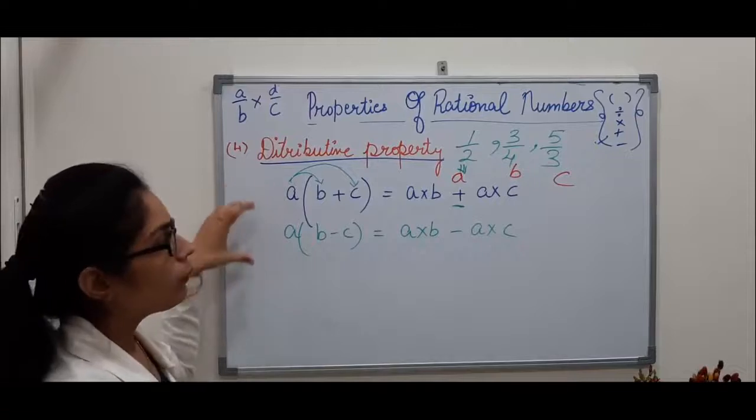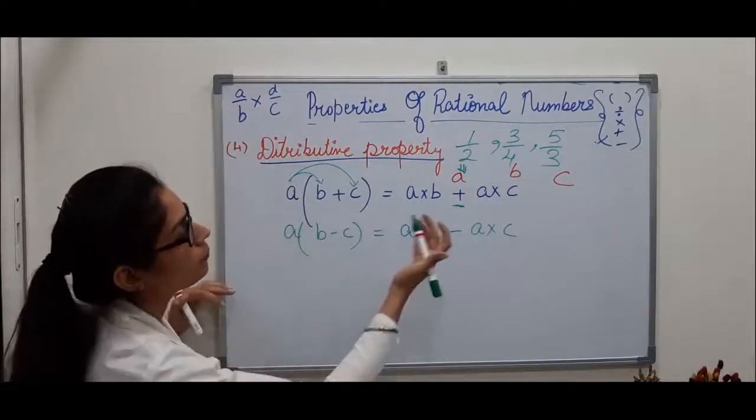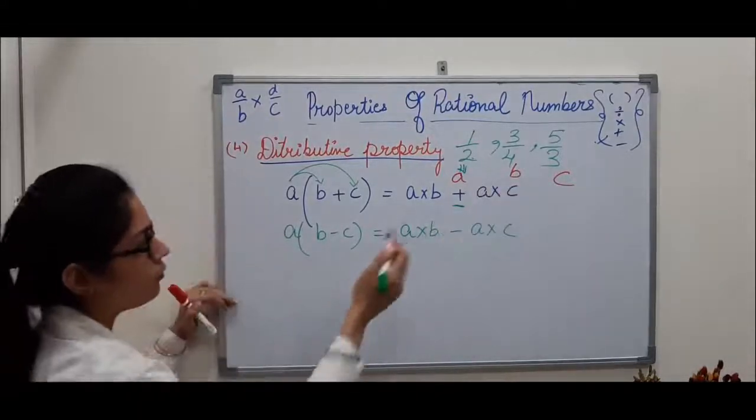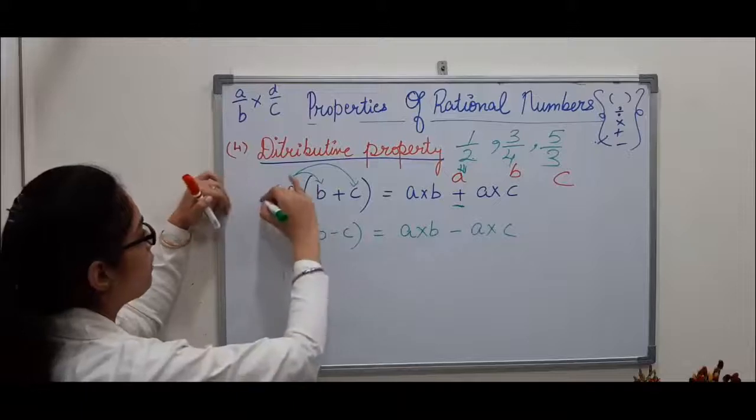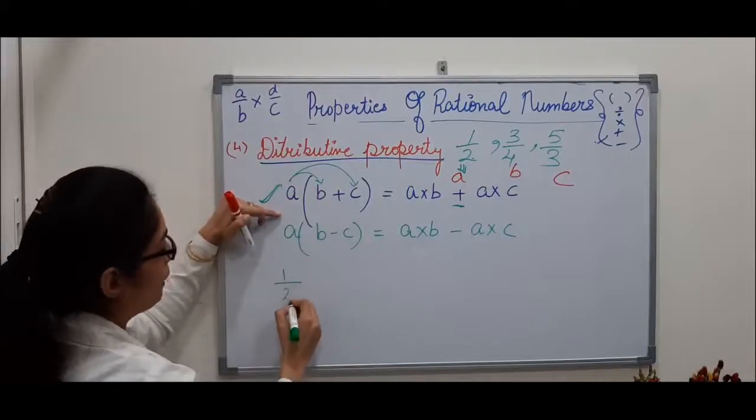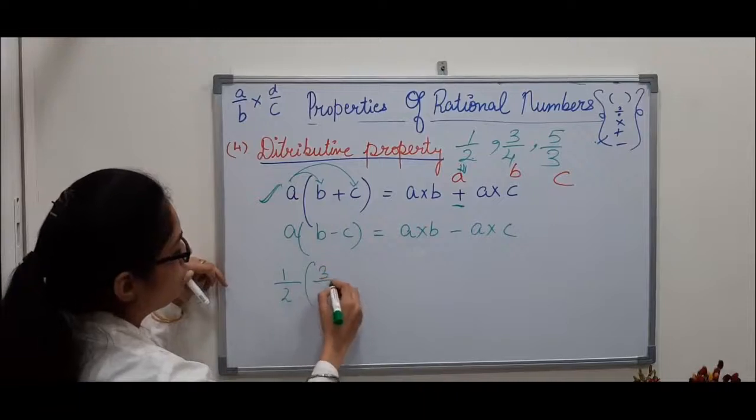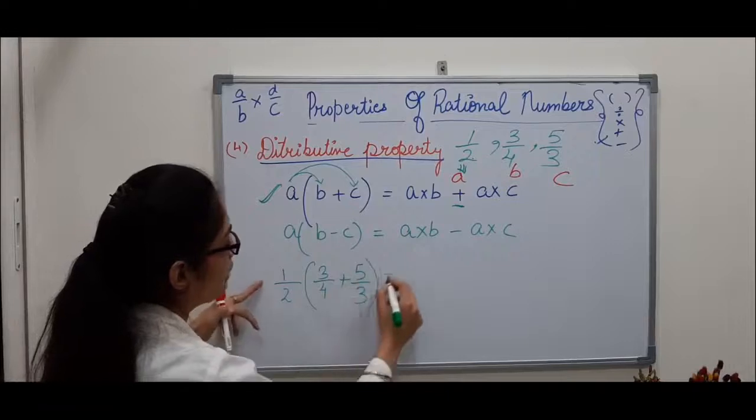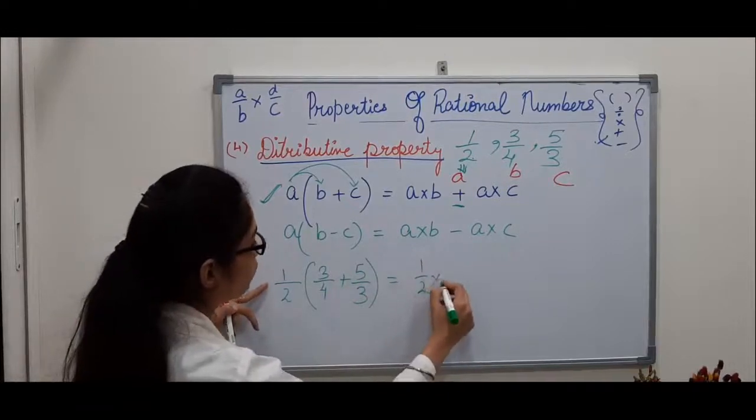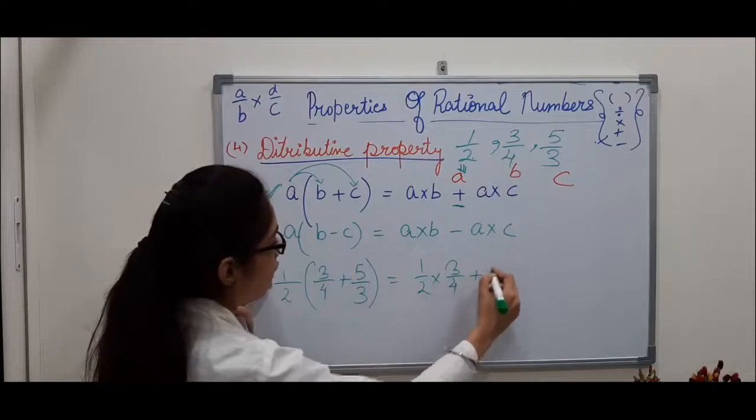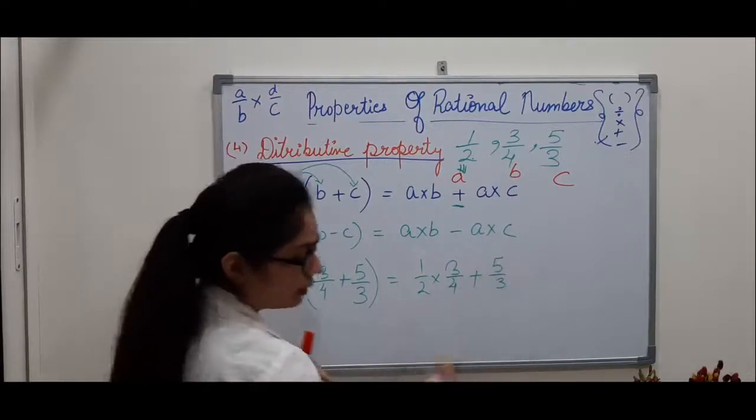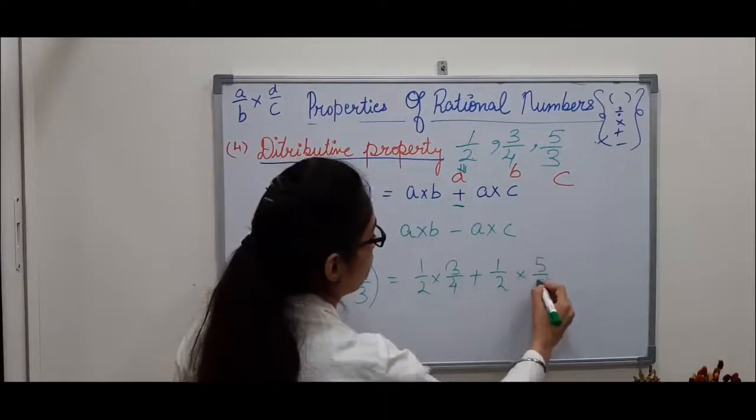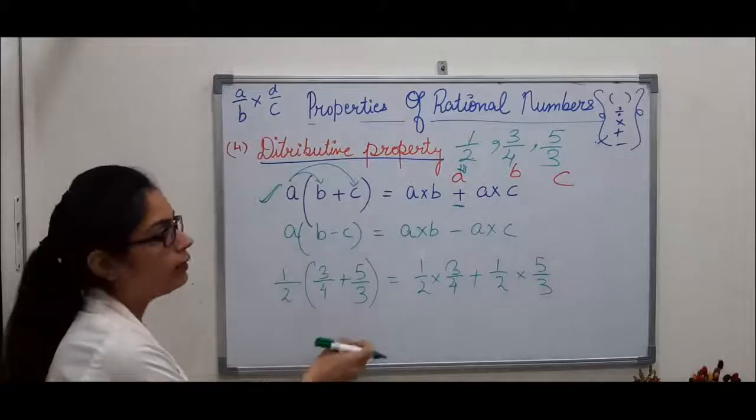So let's try to write the rational numbers in this form. See, I've got three rational numbers. I've written this is A, this is B, this is C. So first I will write A. On this I will apply. A is 1 by 2, B is 3 by 4, plus C is 5 by 3. So I can write this as 1 by 2 into 3 by 4 plus 5 by 3 plus 1 by 2 into 5 by 3. So only this A I have to write two times.